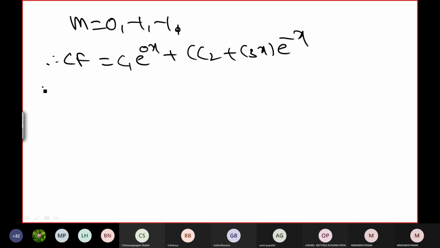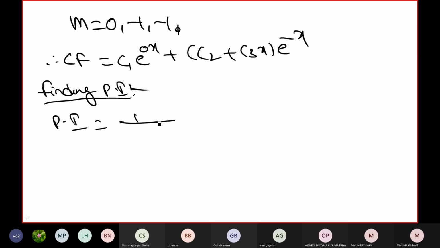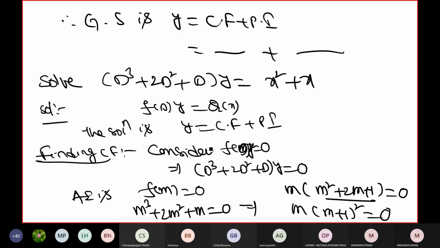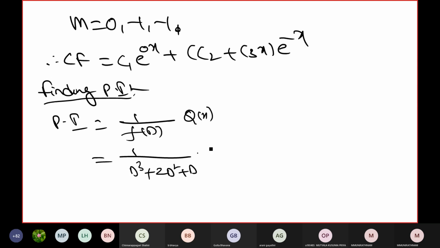Okay. Now finding PI. Finding PI. D cube plus 2d square plus d into x square plus x.